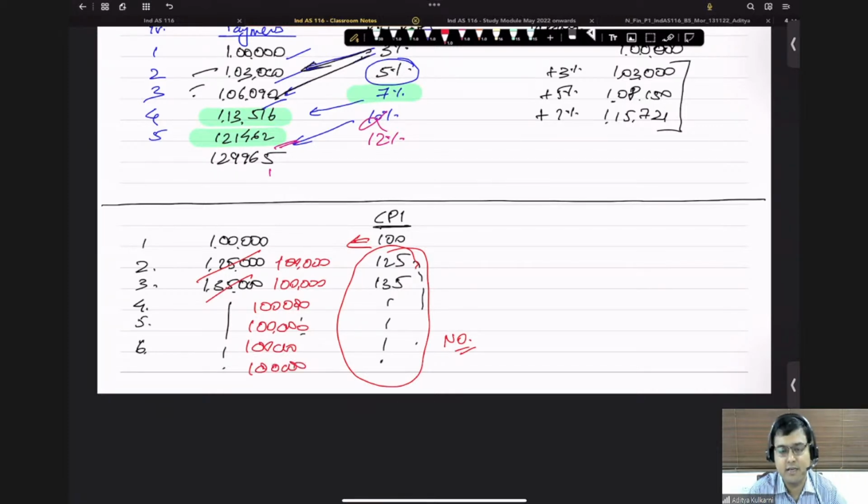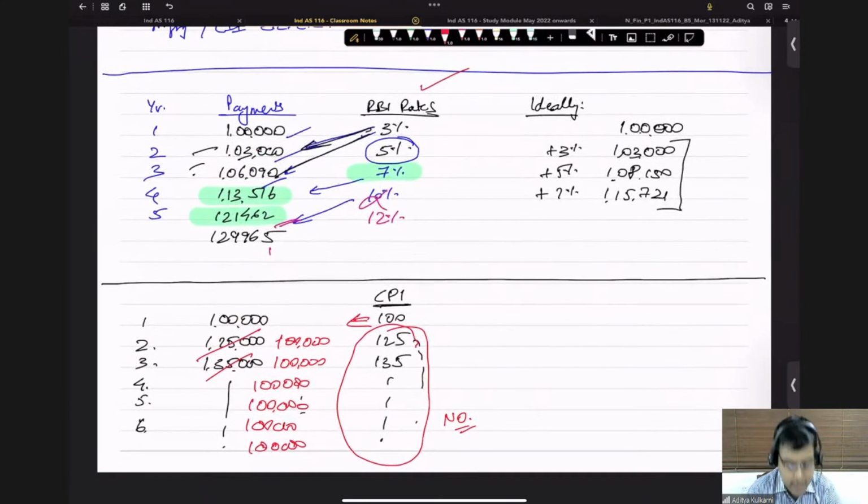Sir, this is wrong, no? Fixed lease payment is what is happening. Sir, in the case of rates, I could at least add.